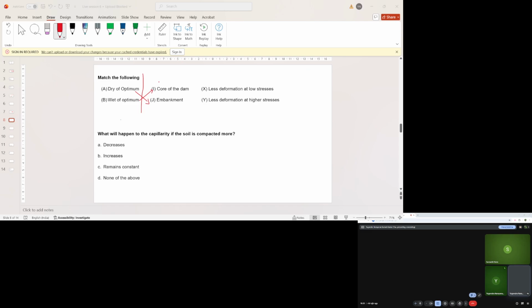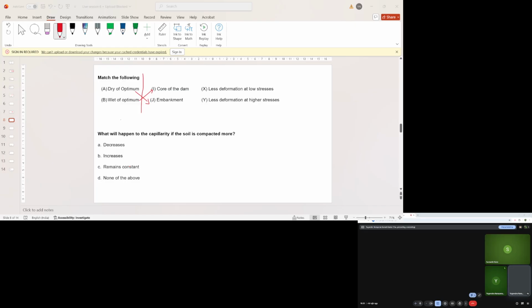So the dry of optimum is having lesser deformation compared to wet of optimum at lower stresses. Lesser deformation at higher stresses is wet of optimum. So the correct match would be A, J, X. Second will be B, I, Y. Any doubts? No, sir. Okay, sir. Right.